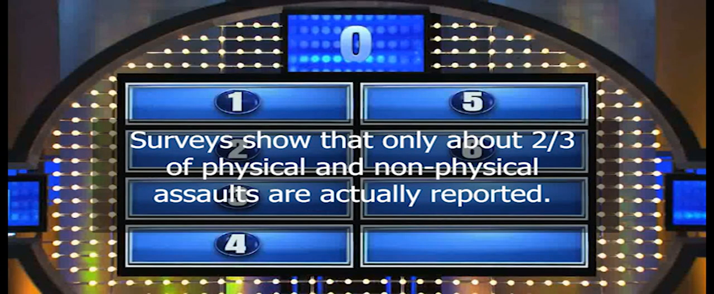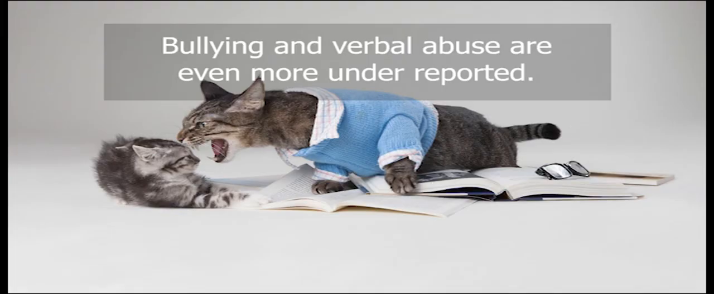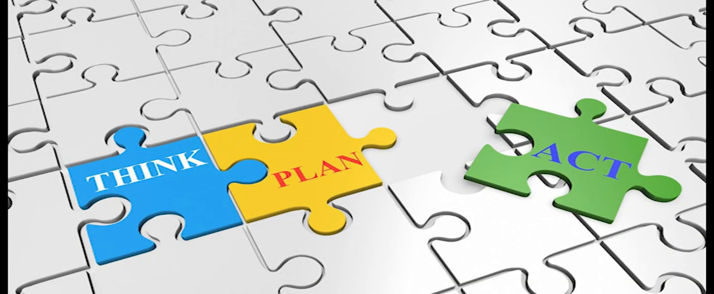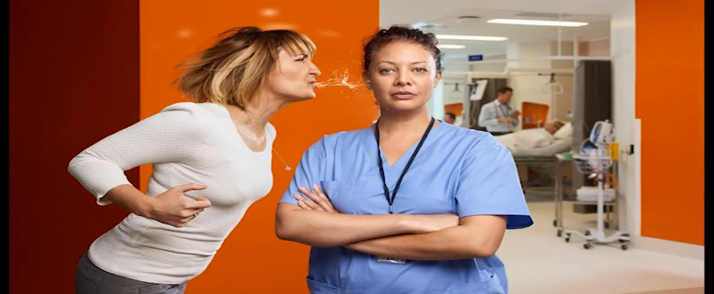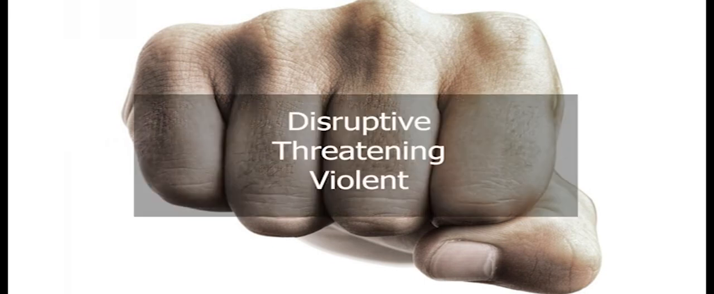Surveys show only around 2/3 of physical and non-physical assaults are actually reported. Incidents of bullying and verbal abuse are even more underreported. You can't always prevent violence, but you can reduce the risk by planning ahead and being prepared to act swiftly to deal with threats, intimidation, and other disruptive behavior at an early stage. Workplace violence typically falls into 3 categories: disruptive, threatening, and violent behavior. Although disruptive behavior doesn't include physical violence, it can escalate into a serious situation if it's not dealt with appropriately.